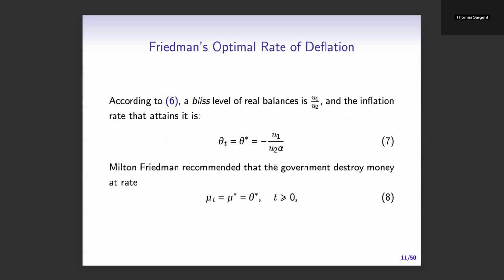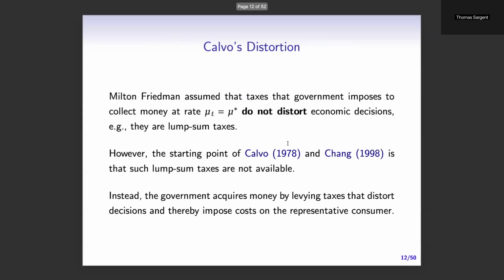So Milton Friedman would look at this, if he accepted the approximations, and he'd say, well, the government should destroy money at this rate. It should withdraw money to generate deflation at that rate. And that's kind of where Calvo started, because he said, Friedman's right if there's no distortion costs of destroying money this way. But Calvo said the way you withdraw money is you tax, and that's typically distorting. So he added that distortion, and that's how he got his model.